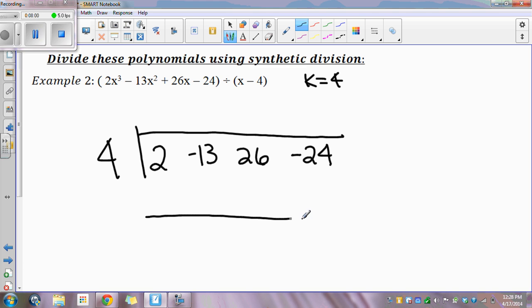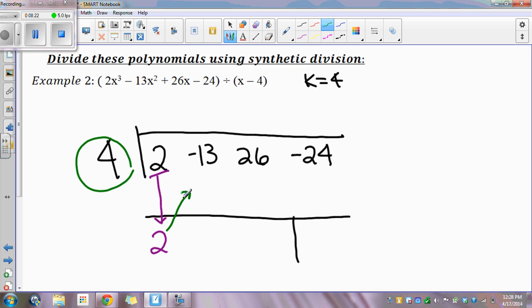Now the legwork comes in. Those lines just help you keep organized. Okay, so 2, we always take that first term and repeat it, just drag it straight down. So the 2 goes here. Then we're multiplying it by k when we bring it back up to the top and draw those diagonal arrows. So 2 times 4 is 8. Add up the column. Negative 13 plus 8 is negative 5.